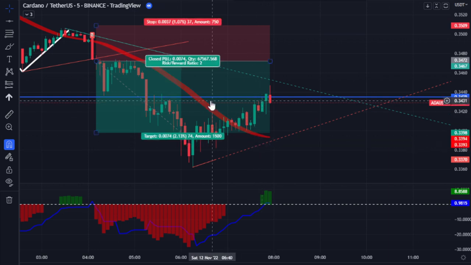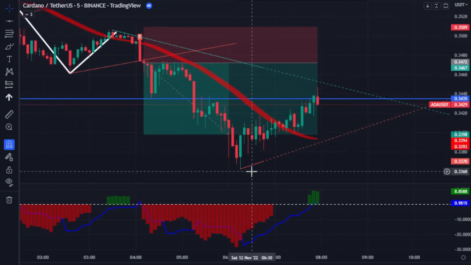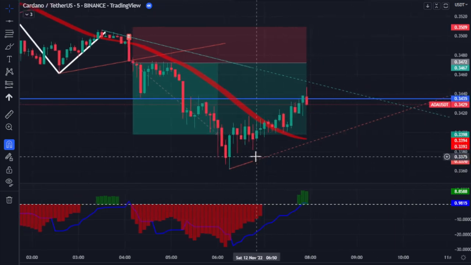Now we see that the price reached our stop loss and we won this trade, so here we end the trade. Now we will see examples of long trades.